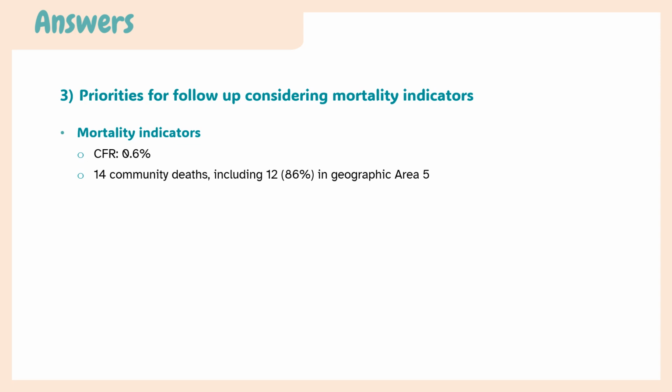You computed two mortality indicators, the CFR, which is 0.6%, and the number of community deaths, that is 14. You also noticed that 12 community deaths were reported in Geographic Area 5 of the surveillance unit. A top priority for follow-up is the number of community deaths in Geographic Area 5.